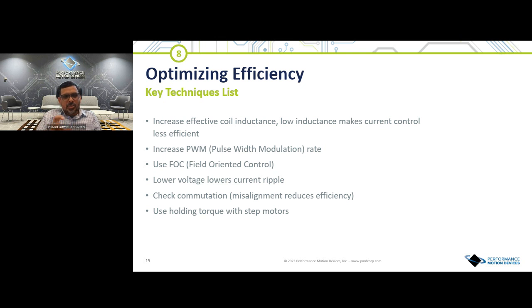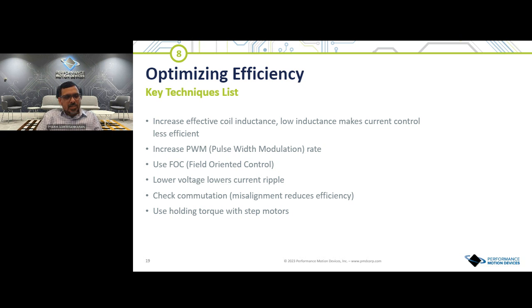So there's techniques to increase the effective coil inductance, either in hardware or other techniques. We've walked through those. And as you start using low inductance motors, you want to try to get to higher PWM rates. Our products support up to 120 kilohertz PWM, and if you run it at the higher PWM rate, you can offset the low inductance effects.